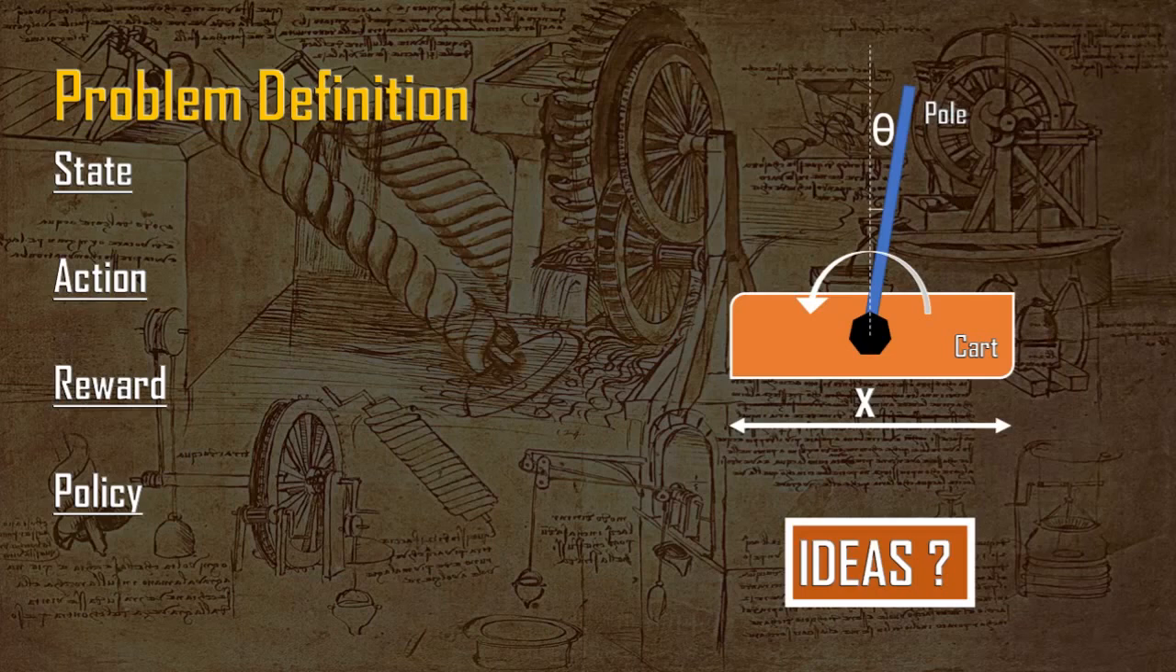Okay, now let's talk about policy. So the policy, to reiterate, would be a mapping between state and action, or a probability of selecting an action given a state. So for that again, the state and action should be fixed so that we can define a policy. Let's take the state again as x and theta here.